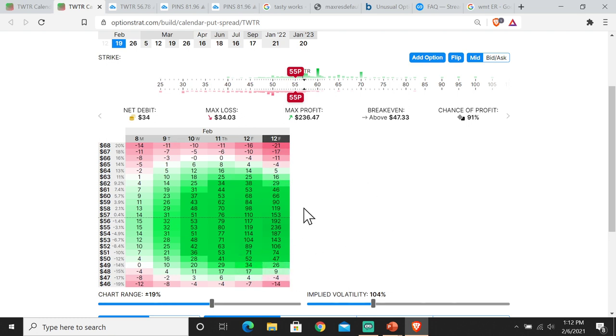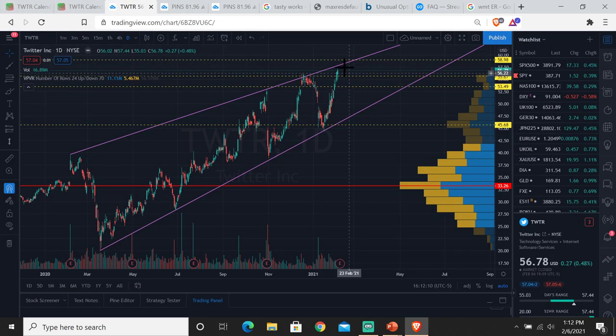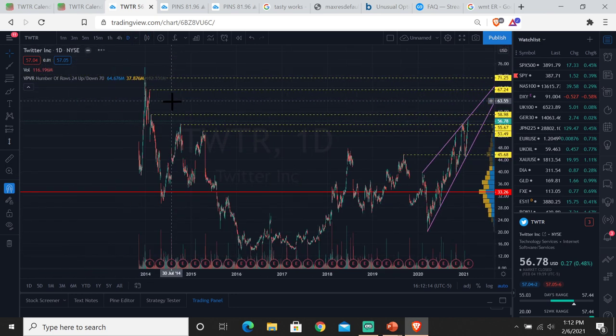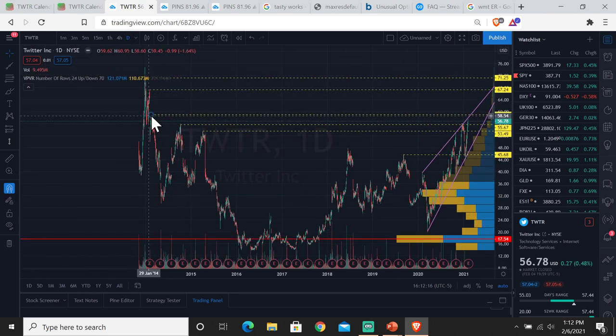So yeah, if you're bearish on it, I think a 55P could be good for Twitter. And it gives you some range up to this major resistance point, right? From 2015 or whatever it was, 2014. So you would expect this to act as resistance.